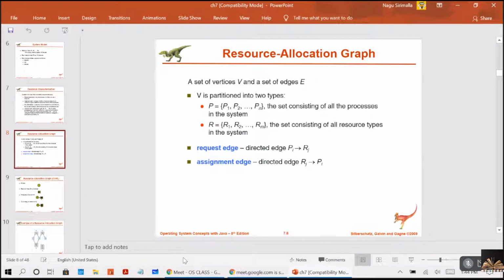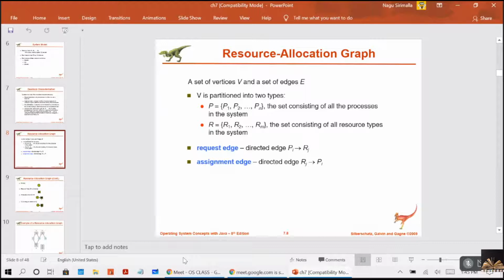Edges are categorized into two types, request edge and assignment edge. A request edge is a directed edge from the process to the resource. So if you see an edge from Pi to Rj, it means process Pi is requesting an instance of the resource type Rj. Pi is in the waiting state, and the resource is not allocated to the process yet.